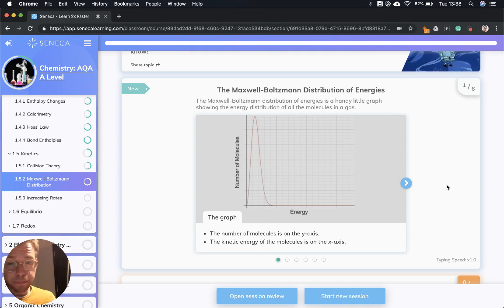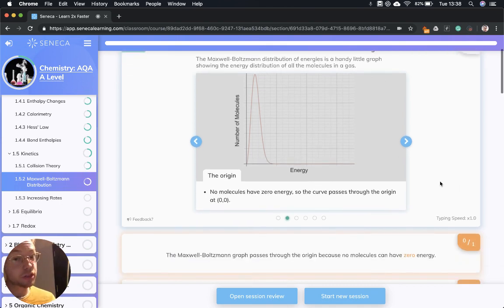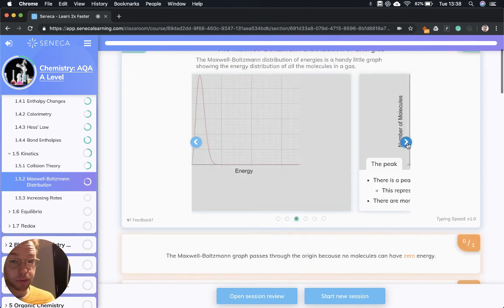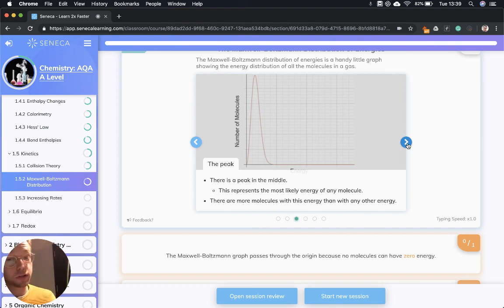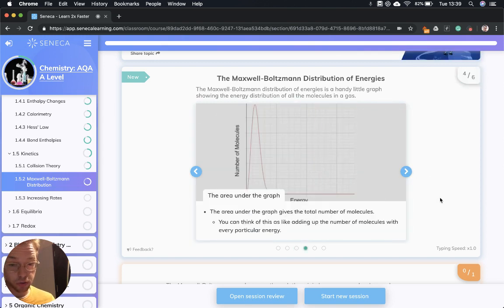So it's a graph. The number of molecules is on the y-axis, and the kinetic energy of the molecules is on the x-axis. The origin is 0, 0, and no molecules have zero energy, so the curve passes through the origin. Important point to remember, especially if you need to plot the graph. What is the peak? Well, there's a peak in the middle, and this represents the most likely energy of any molecule. There are more molecules with this energy than any other energy, so that's what the peak shows.